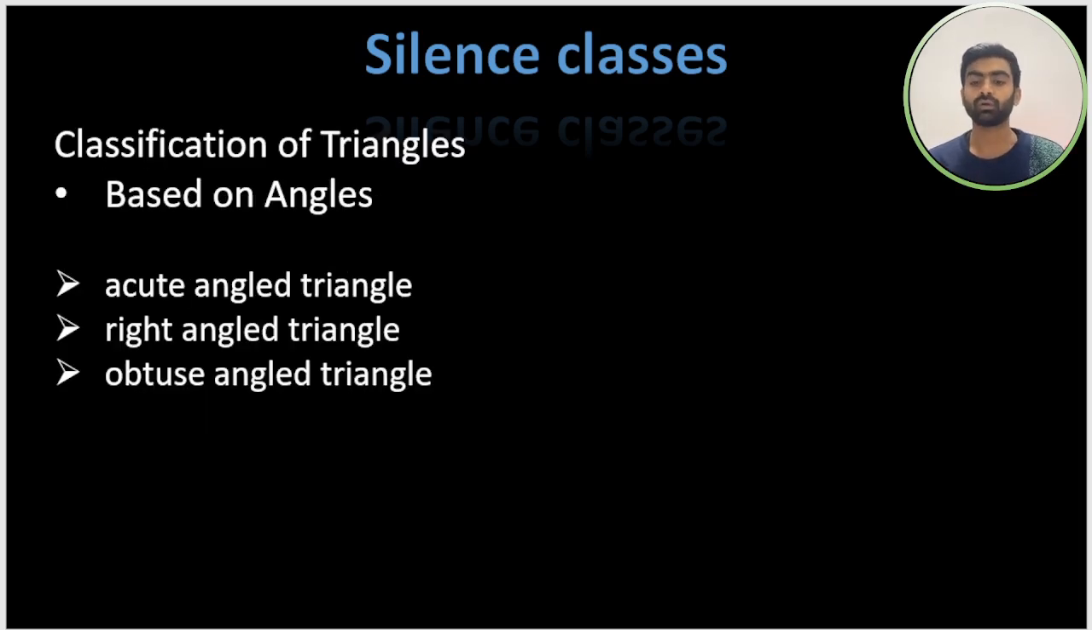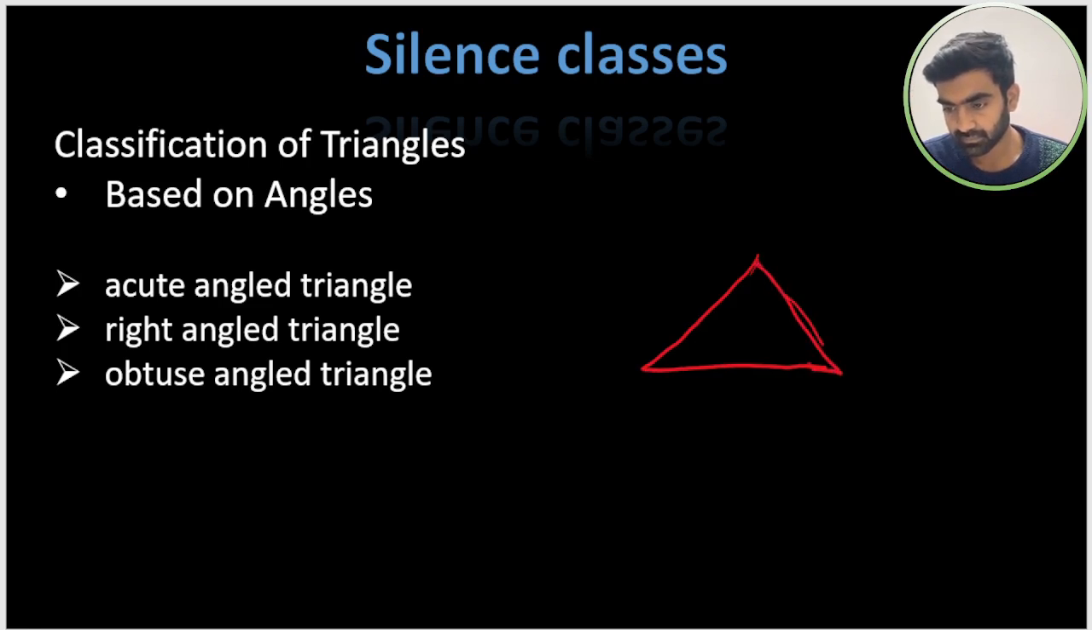Now if we talk about triangles on the basis of angles, first the acute angle triangle. I've already told you what an acute angle is: an acute angle is greater than 0 and less than 90 degrees. Any triangle like this is known as an acute angle triangle, because if I put the protractor over here, we can see the angle is smaller than 90 degrees. Over here also it is smaller than 90 degrees, so we can say it is an acute angle triangle.